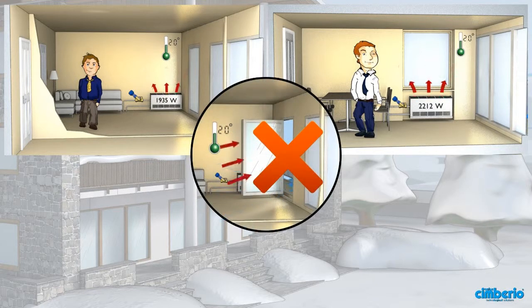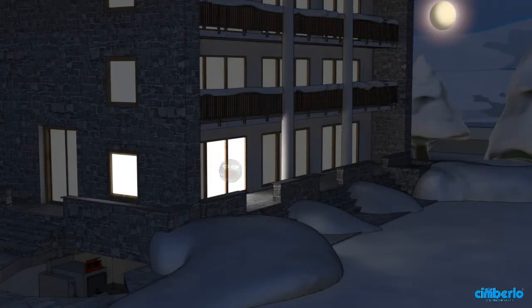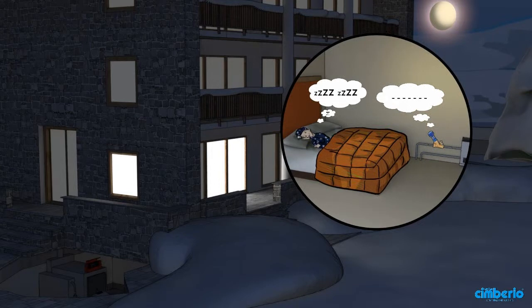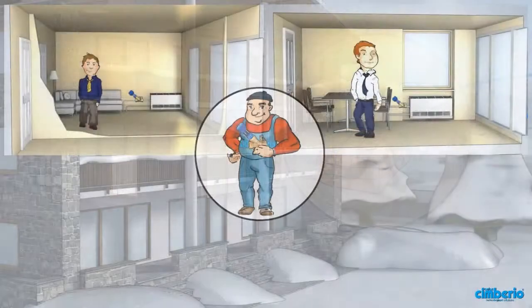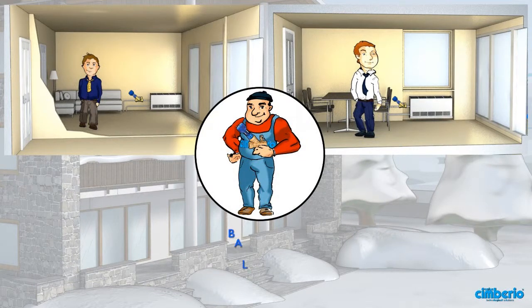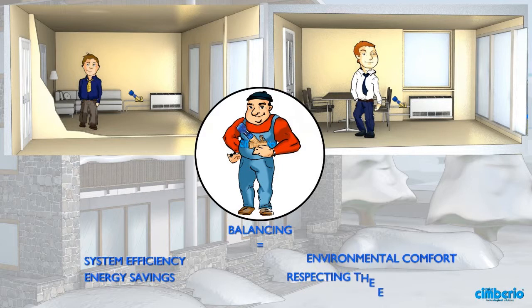Now Mr. Smith is no longer forced to open his windows, and the people in the apartments near the boiler room can finally go back to sleeping peacefully. A correct balancing allows the system to operate in a highly efficient manner. This translates into energy savings and greater respect for the environment.